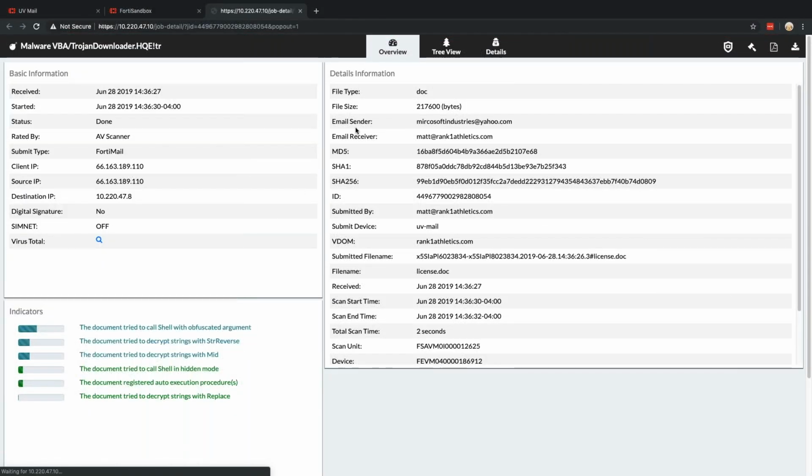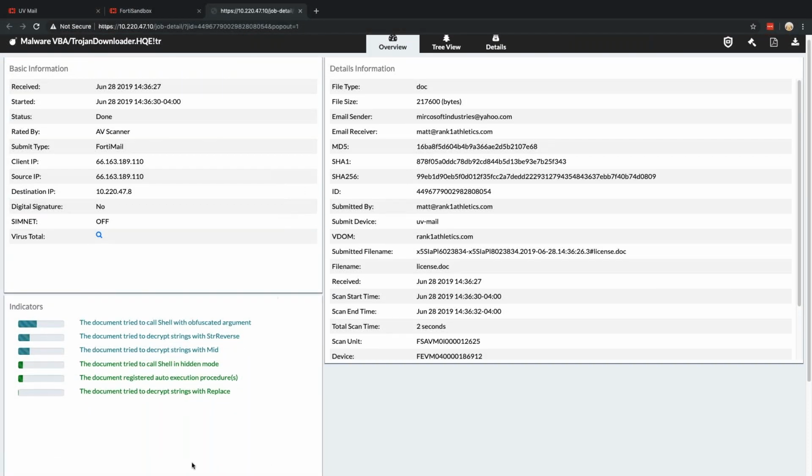Through its analysis, it went ahead and ran the file, and it saw a couple things that a Word doc was doing. Mainly, I'm gonna call attention to a few of these things. These are typically things you don't see a Word doc doing.